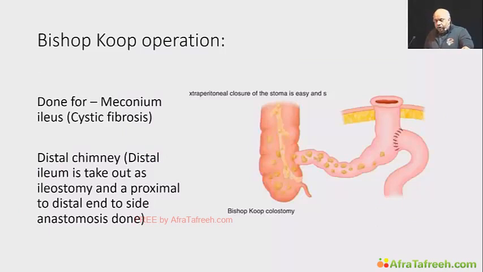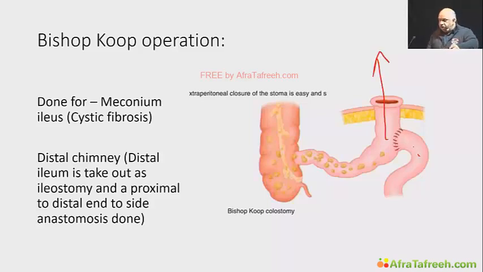Bishop-Koop, as I told you verbally, is basically a surgery for meconium ileus. First you give gastrografin enema twice. If it works and relieves the obstruction, good. If it does not relieve the obstruction, go for Bishop-Koop operation. In Bishop-Koop, the distal ileum is exteriorized and a proximal to distal end-to-side anastomosis is done.